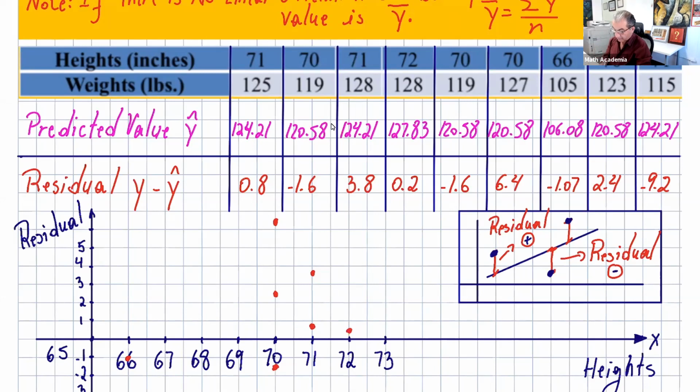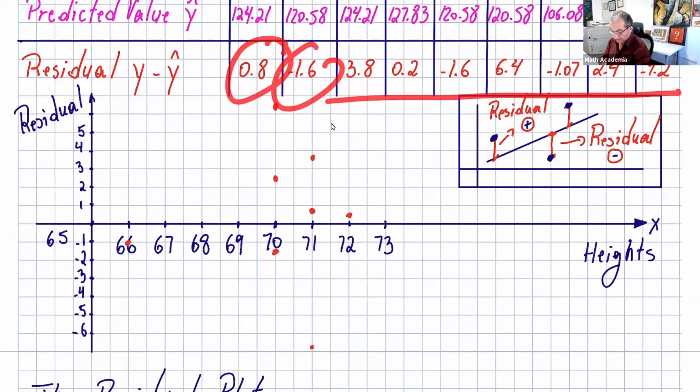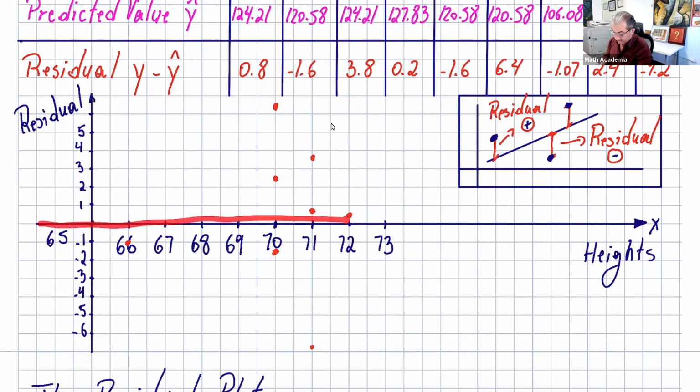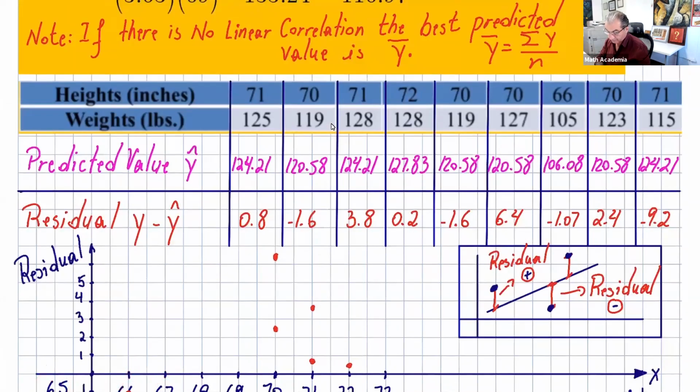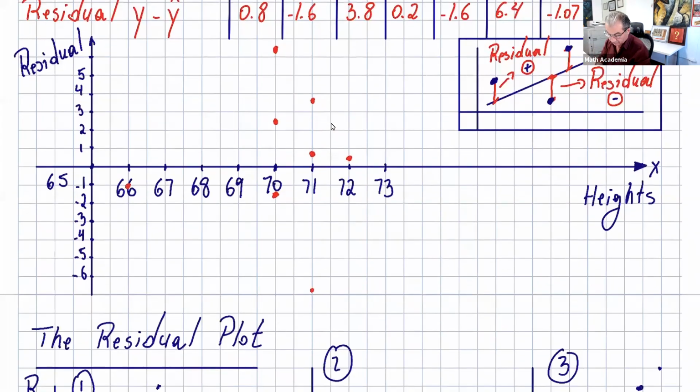So you can calculate all that, residuals, and you can plot the residual. The x values stay the same. So we have the x values, which are the heights. For each height, you draw the residual. So then you get this scatter plot.